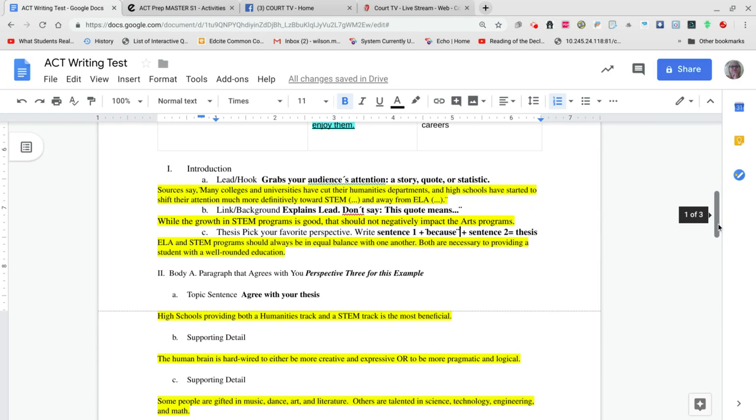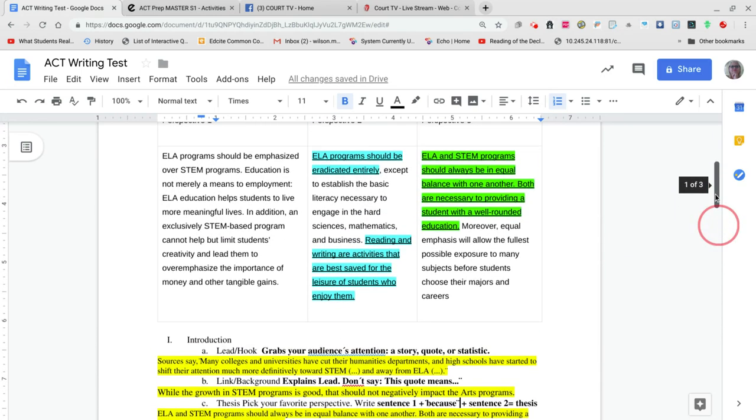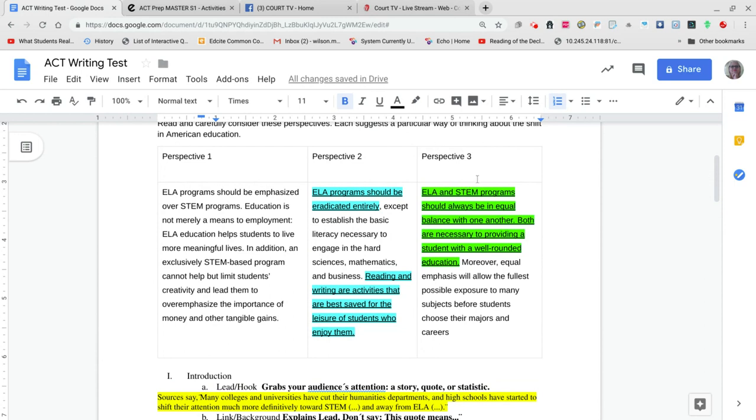Okay, now I have a genius magical way to do your thesis. You take the perspective that you agree with, and we're going to go with perspective 3 here. You take the first sentence in the perspective, take away the period, add the word because, add the second sentence, and then you've got your thesis.